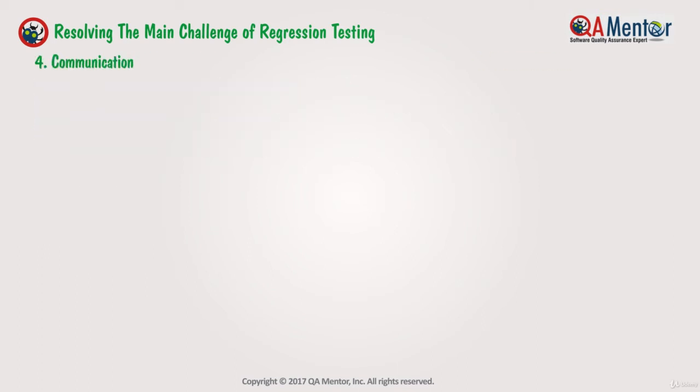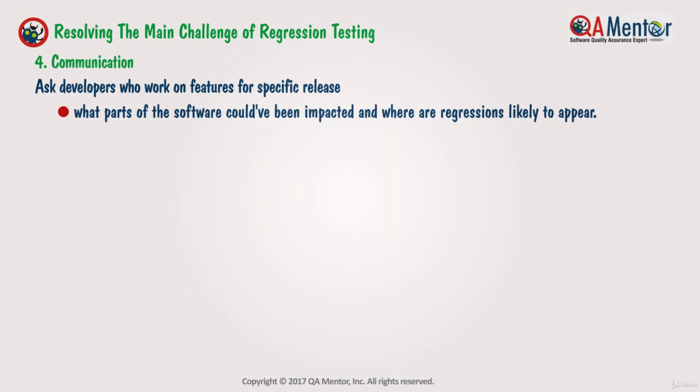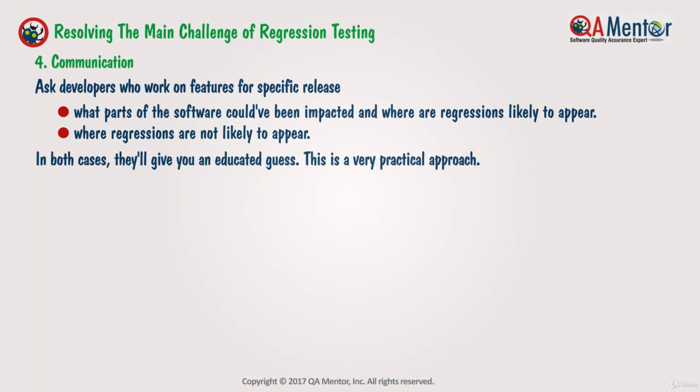4. Communication. Ask developers who work on features for a specific release: what part of the software could have been impacted and where are regressions likely to appear? Where are regressions not likely to appear? In both cases, they'll give you an educated guess. This is a very practical approach.